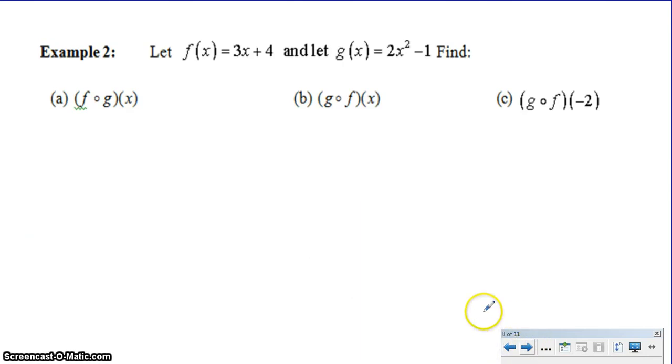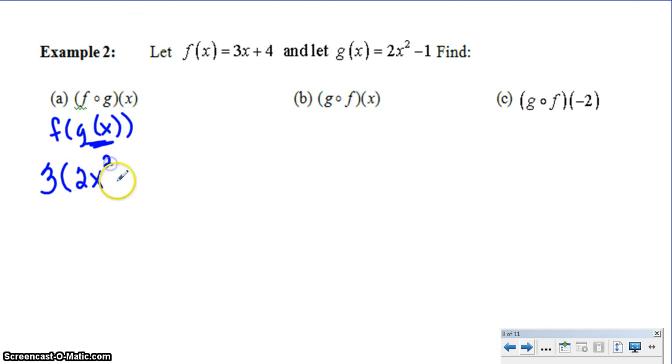Okay, so let's try a couple of problems here. If we have the function f of x, which is 3x plus 4, and g of x, which is 2x squared minus 1, A is asking us to do f of g of x. So we are taking the g function and substituting it into the f function. So I'm writing my f function, but instead of x, I'm substituting in whatever the g function is.